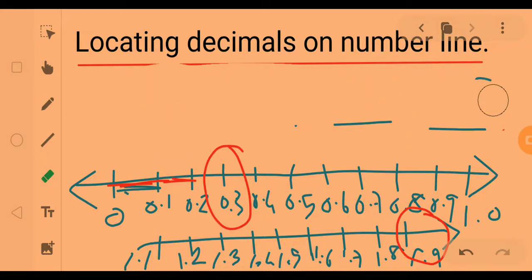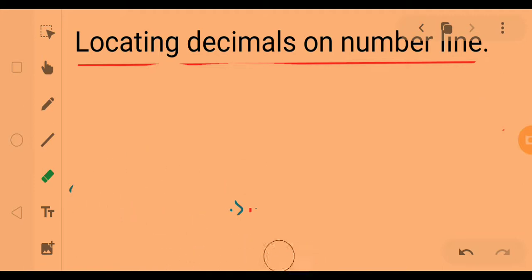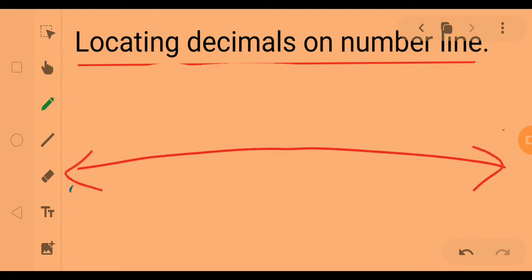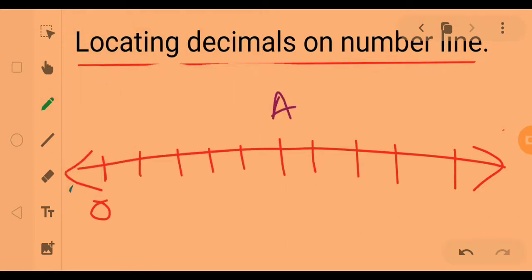So this is how decimal numbers are expressed on a number line. Next, one more type we will see. We have been given a number line, but instead of marked decimals, some alphabets are given. The first point is marked 0, then a few points are marked 1, 2, 3, 4, 5, 6, 7, 8. Instead of decimal numbers, one point is marked with the letter A and another with B. We have been asked to find the decimal represented by each letter.